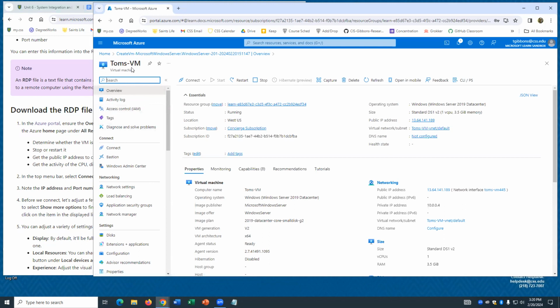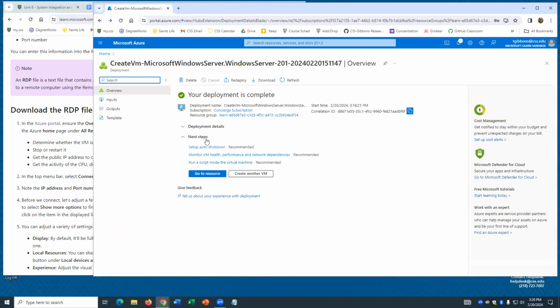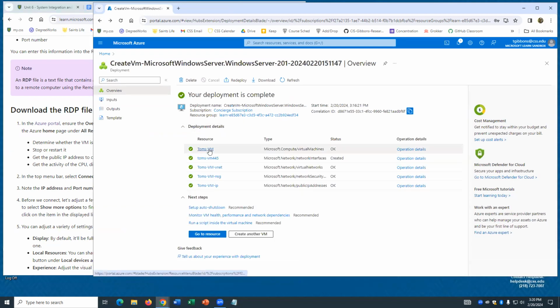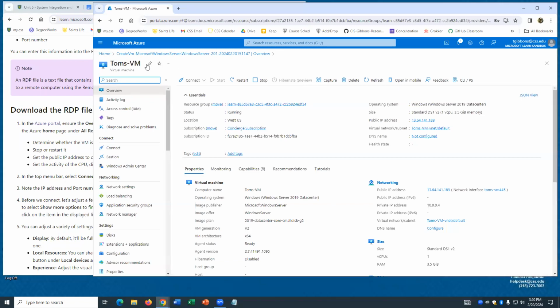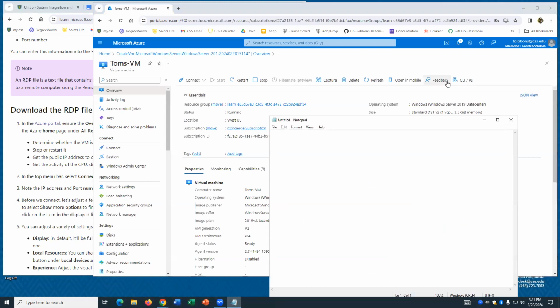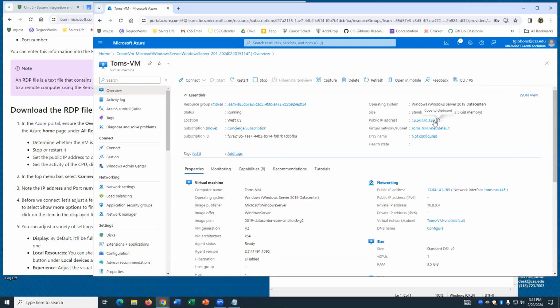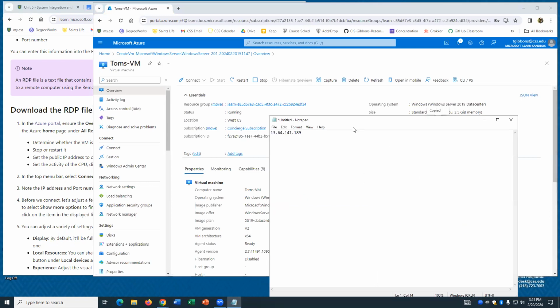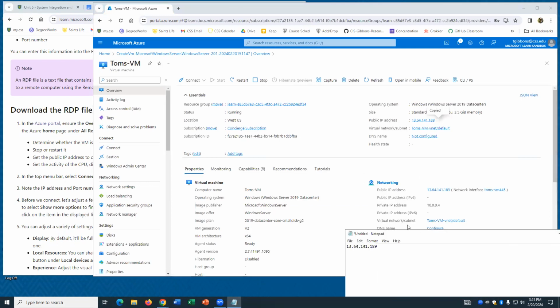Okay, so I've clicked on my VM. I was here, and I said deployment details if it wasn't available, and clicked on my VM. So now this is my VM, my virtual machine. What I want to do is note some things like the public IP address. I'm going to write that down, or I'm just going to paste that to Notepad. So I'm just going to note this address. That'll help me connect to this later on.